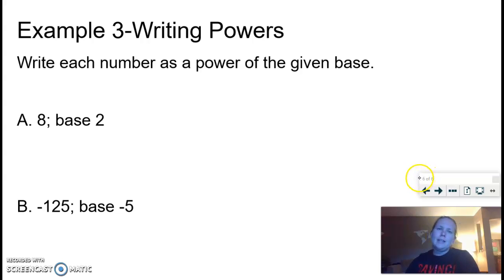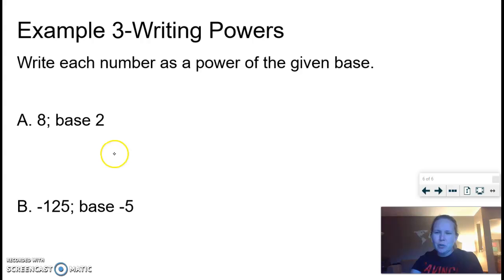So example 3 is writing powers. Write each number as a power of the given base. Code word is turtle. I'm not always going to do it at the end, but maybe I will. Turtle.